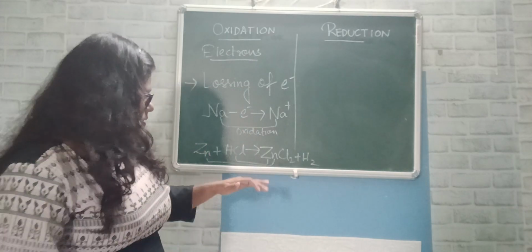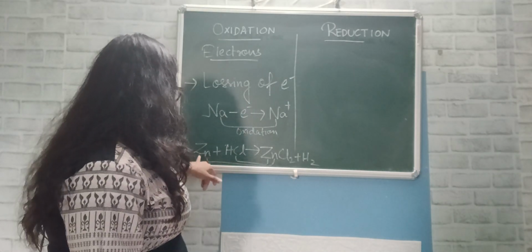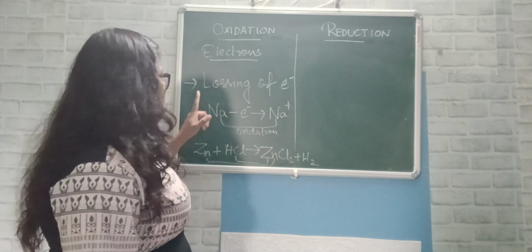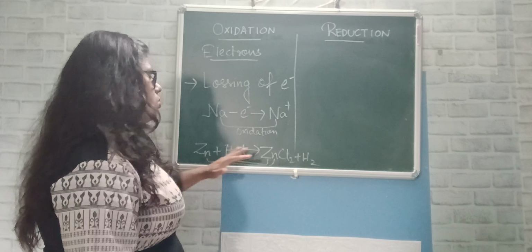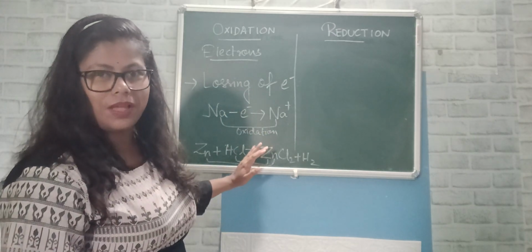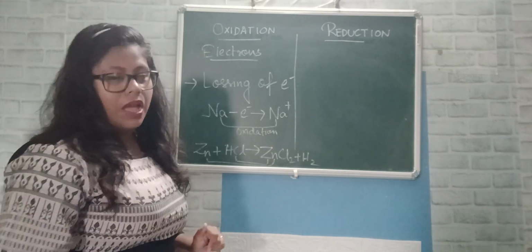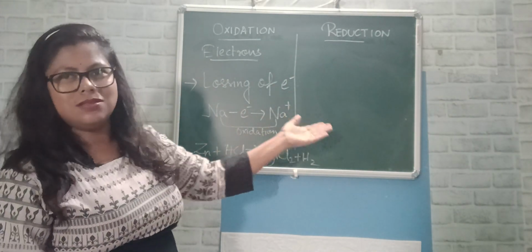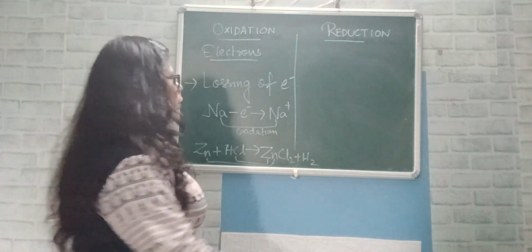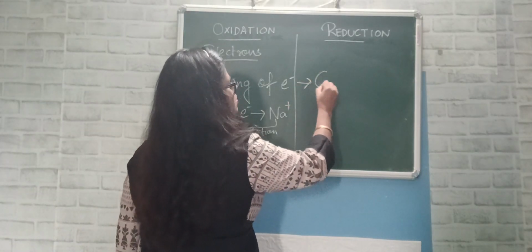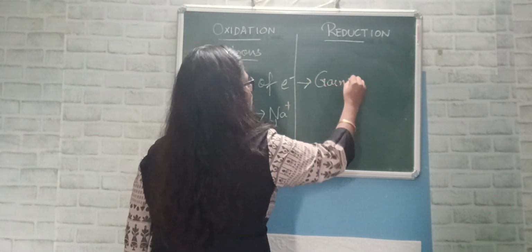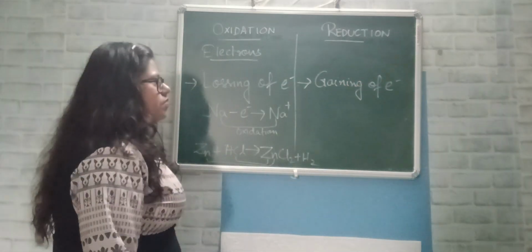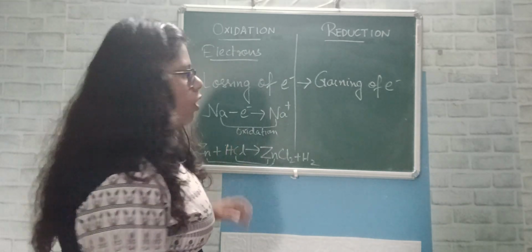Okay, so let's come back. This zinc is losing one electron to form this bond. That means zinc has lost one electron, it has gone for oxidation. But in case of reduction, what happens? Now, if somebody is losing electron, then the other one must gain electron. So reduction is a process of gaining of electron.